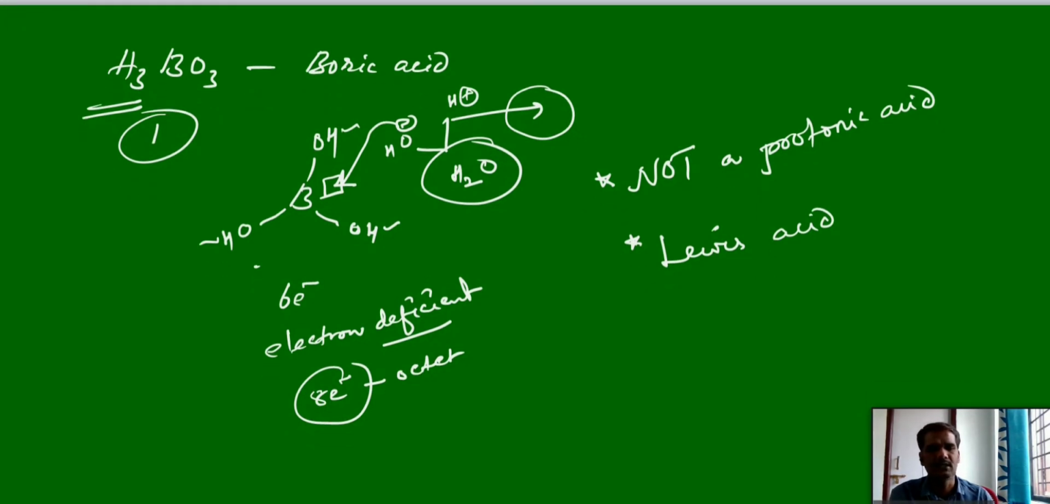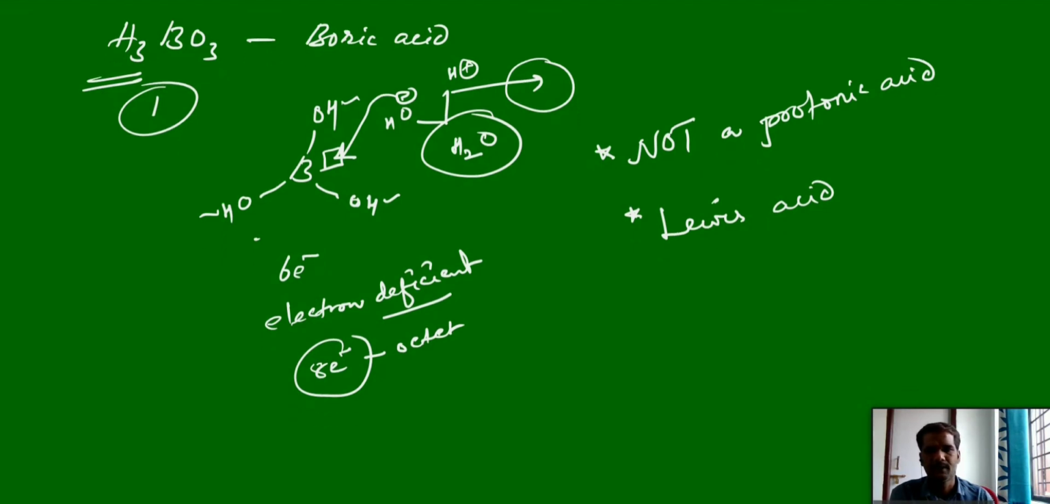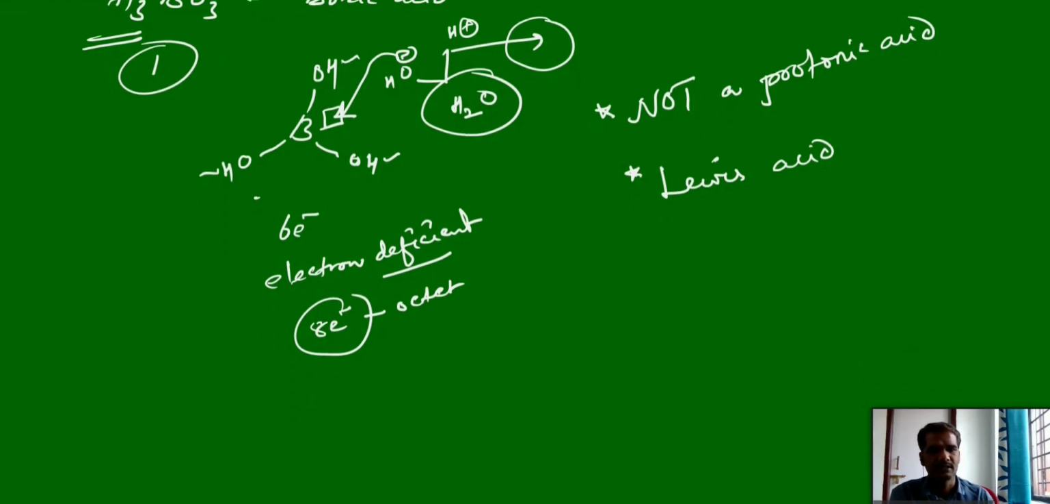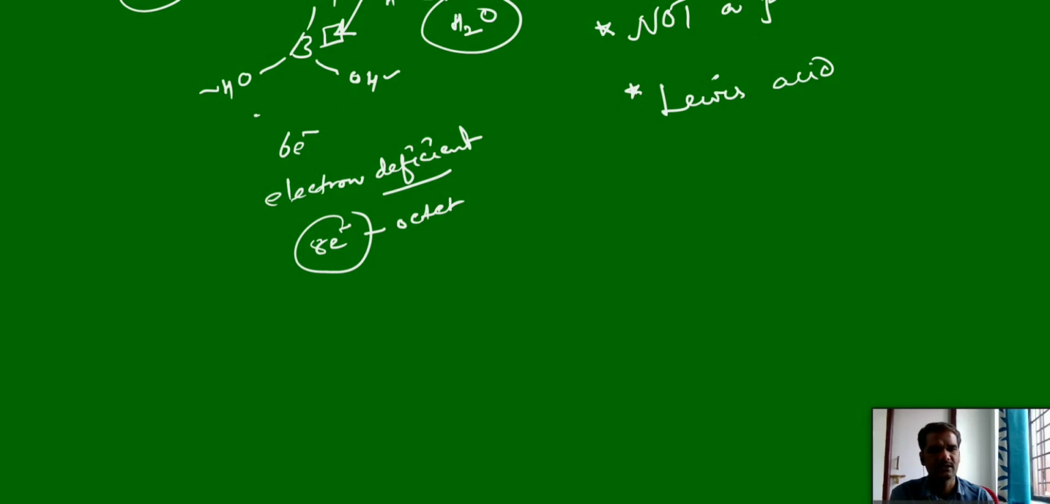Okay, this is about basicity, which relates to acids. The next one we will see is acidity, which is related to bases. It is just quite the opposite. In the case of basicity, it is the number of replaceable H plus ions, but acidity means the number of replaceable OH minus ions.